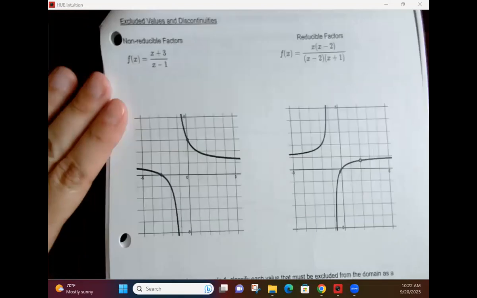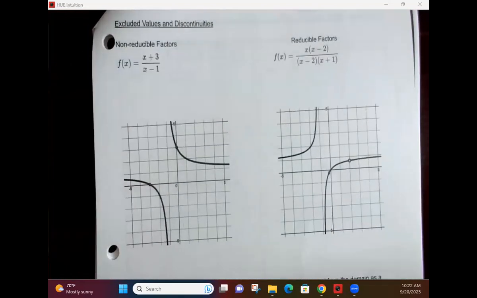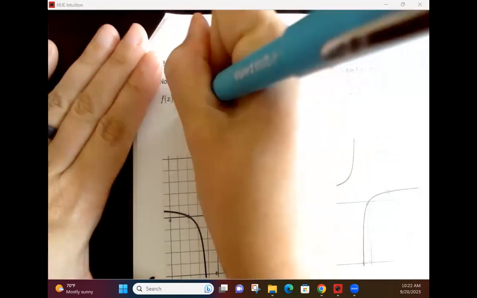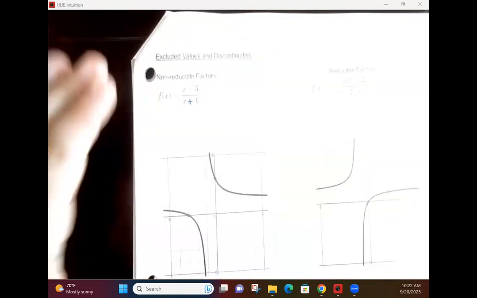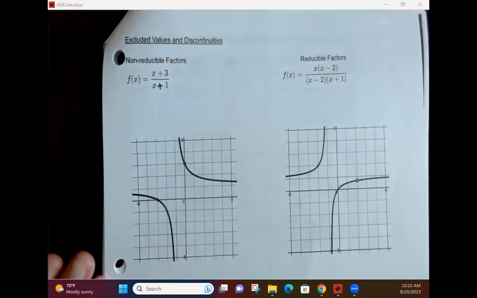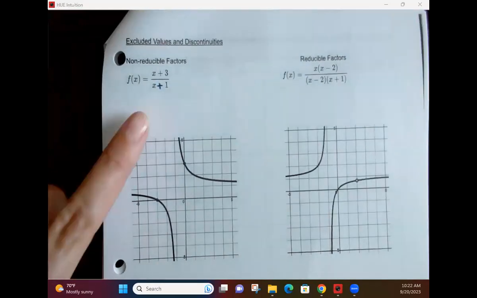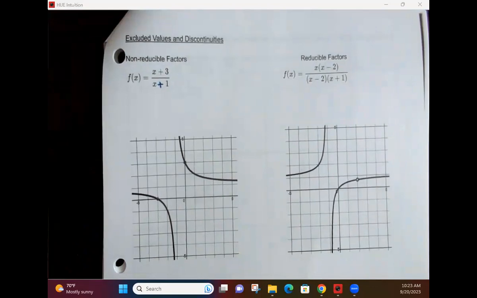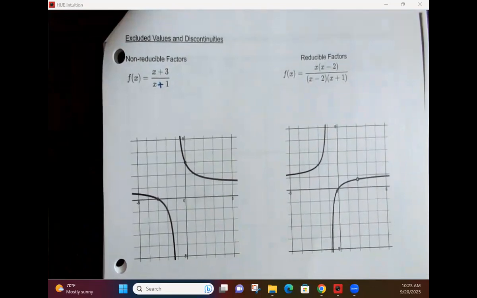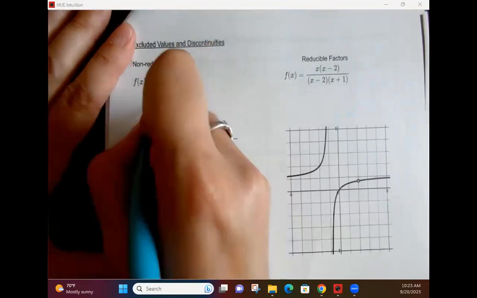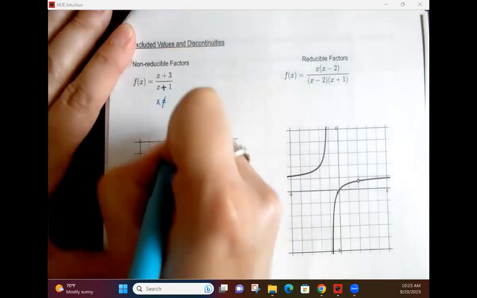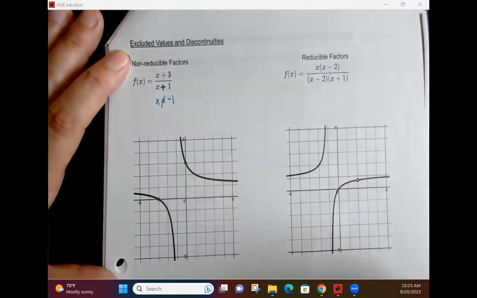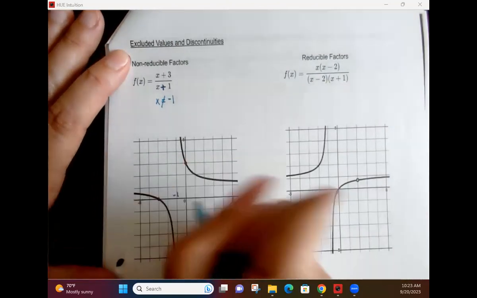On the next page, I've got another set of examples for you here. There is one typo in your notes. This should be x plus 1. For that first one, it should be x plus 1 on the bottom. So if I look at my excluded value for this first function, I need to exclude -1 from the domain. And then what do you see on the graph when x is -1?